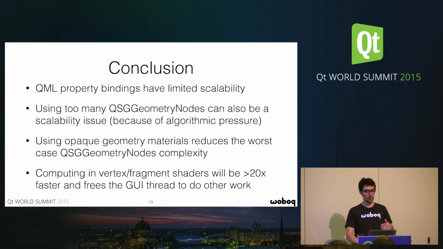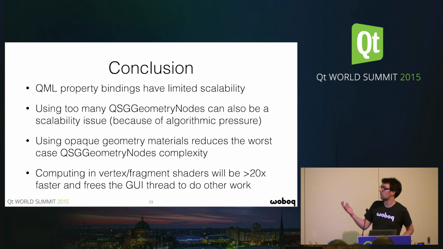So, conclusion: QML property bindings are convenient but have limited scalability. Using too many QSGGeometryNodes can also be a scalability issue because of batching, since it has to walk the structure. And I didn't show you, but the red one that I was moving was really dependent on batching; if you just disable the opacity node, you get double the performance. So blending has a cost, so make sure that you don't use transparent geometries unless necessary.